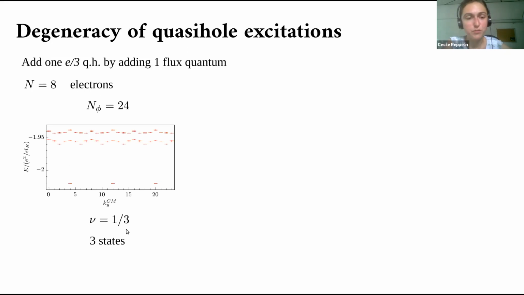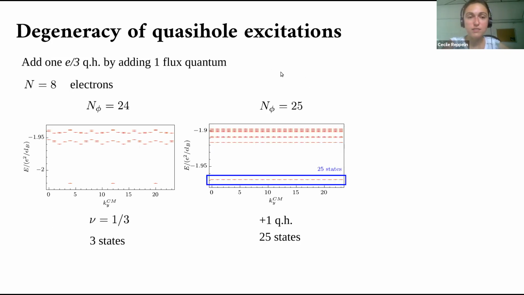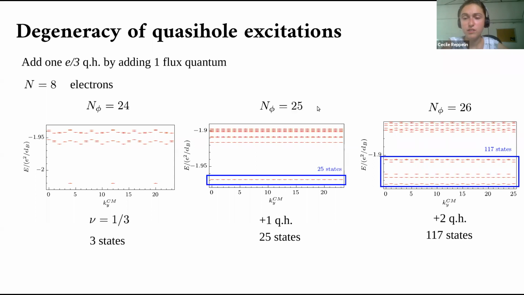So again, I'm taking the case of a 1/3 Laughlin state. I'm back to the continuum now. This is 8 electrons in 24 flux quanta. Now I'm adding one quasi-hole, so I'm adding one flux quantum. And this is now the energy spectrum that I am getting. As you see, it's a bit different. Its main feature is that I still have a gap, but now the ground state, instead of being threefold degenerate, has a degeneracy of 25. And if I add two quasi-holes, I have a much more complex spectrum, still with a gap, and actually 117 states below the gap.